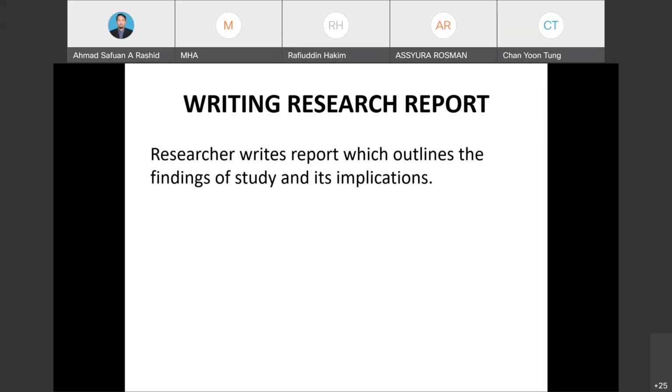Traditionally, we use Chapter 1 until Chapter 5: Chapter 1 introduction, Chapter 2 literature review, Chapter 3 methodology, Chapter 4 results and analysis, Chapter 5 conclusion.